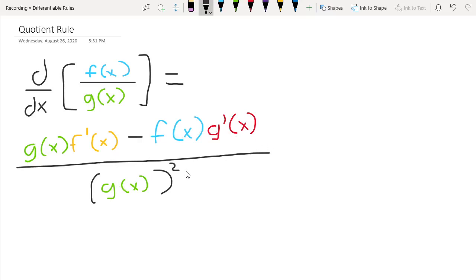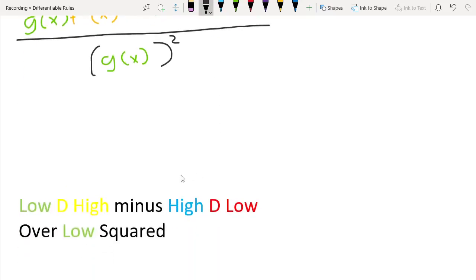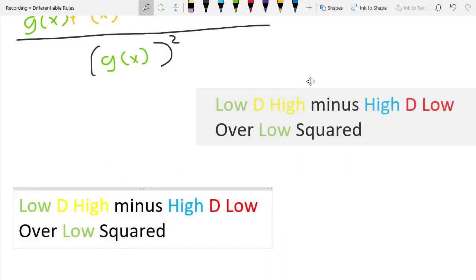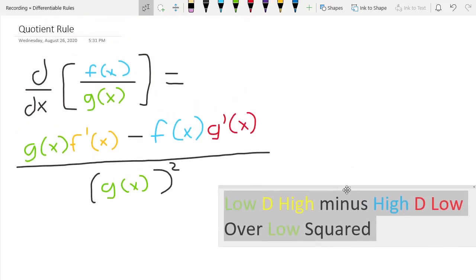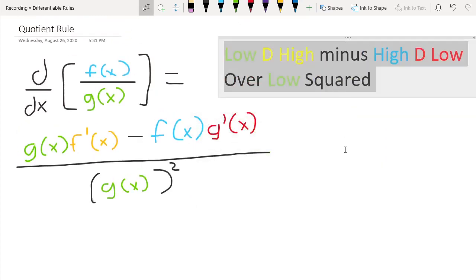So this is actually a saying that can help you remember this, and I'll show it right here. Low d high minus high d low over low squared. So I'll just bring it up here to make it easier to see. And right there. Low d high minus high d low over low squared.